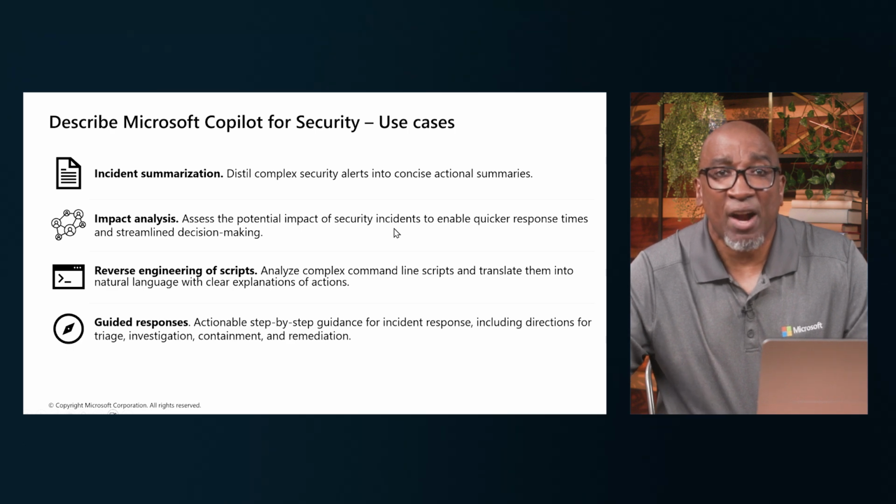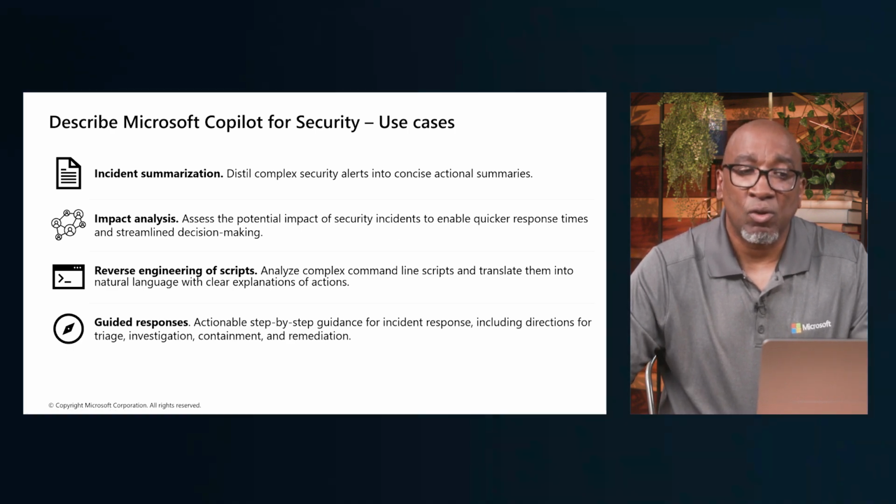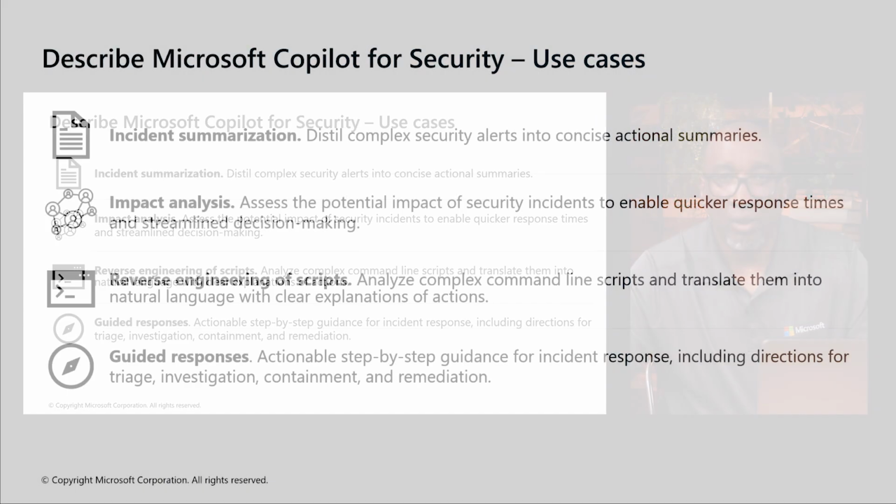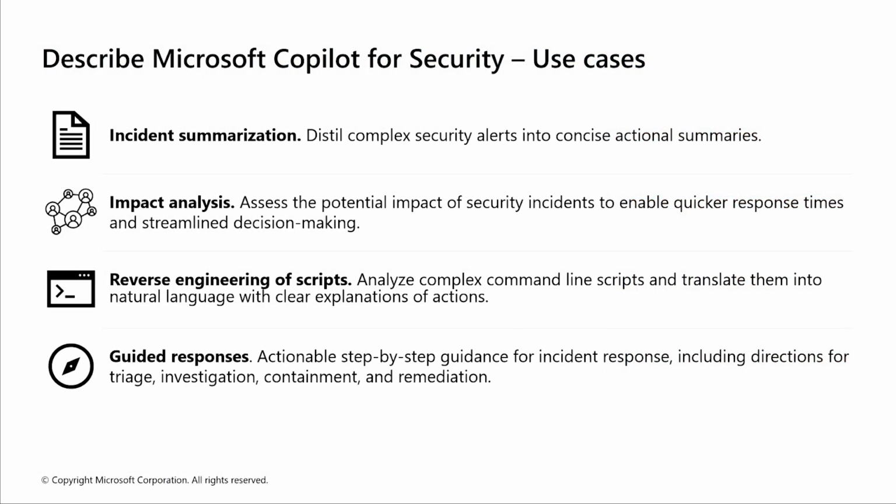There are four big areas where this helps security analysts. One, summarization. Microsoft Copilot for Security can summarize complex security alerts into concise, actionable summaries. Two, impact analysis. It can assess the potential impact of security incidents and reduce response times. Three, it can reverse engineer complex command line scripts into natural language explanations. And four, provide guided responses for incident response, including triage, investigation, containment, and remediation.